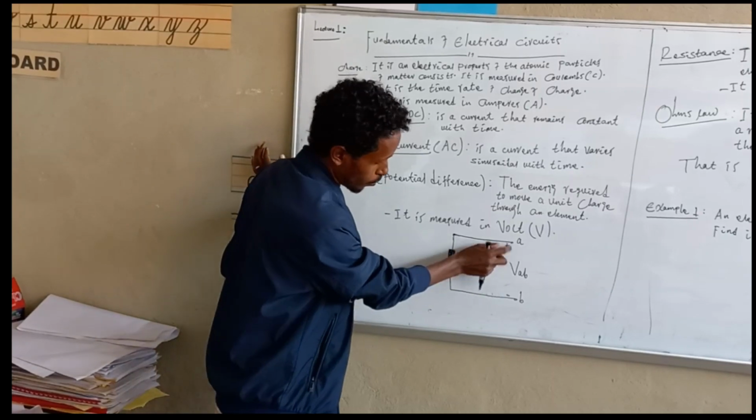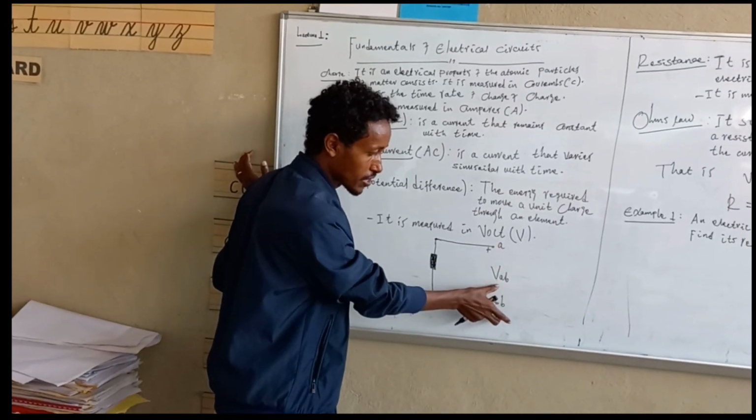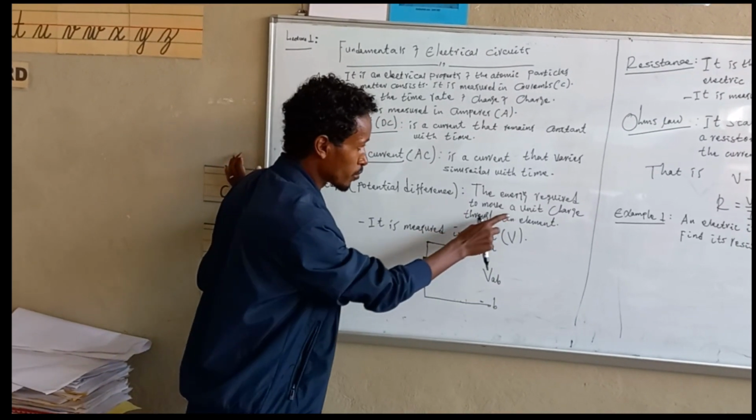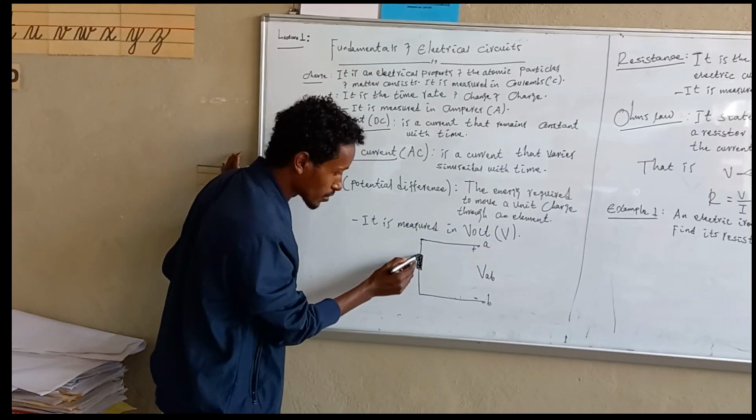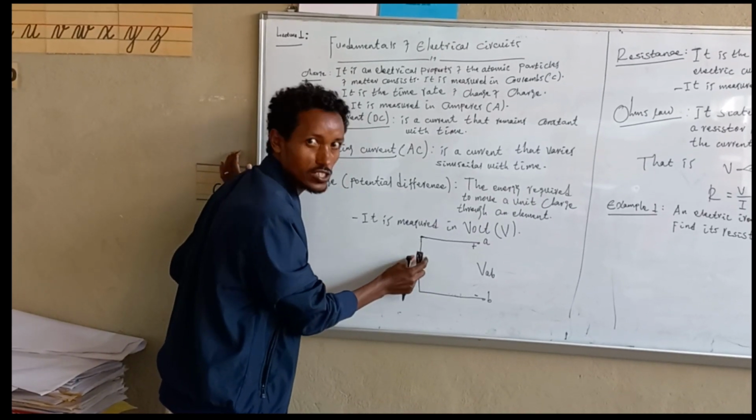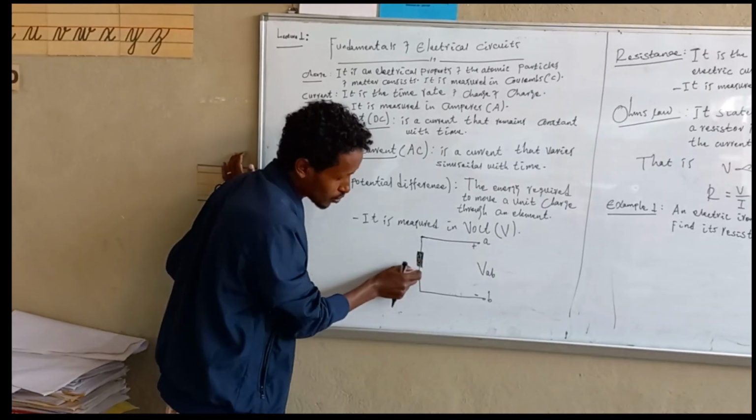From A to B we measure the energy required to move a unit charge through an element, and the element must be a resistor. That means this element is called a resistor.